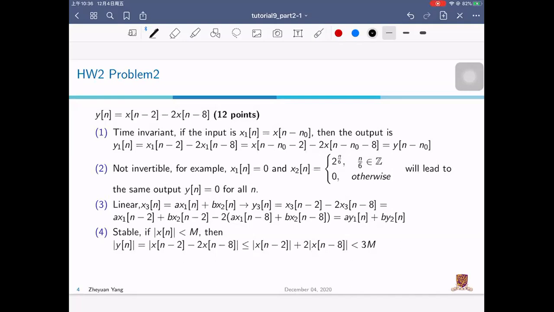For the stability concerns, if x[n] is smaller than M, because it is a minus, a minus 2b. Some of you say that it is smaller than or equal to minus 2b, which is wrong. So we don't have this triangle inequality. It is actually smaller than or equal to a plus 2b, so smaller than 3M. Because M is a positive number, if you have this, you will get minus M. Minus M is actually smaller than zero, which is wrong.